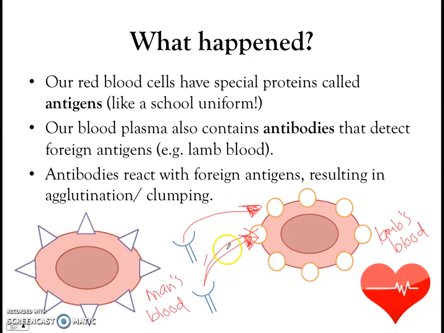Right? So the antibodies will react with the foreign antigens, causing these red blood cells to clump together, which is what resulted in the death of the man. Okay, so that's just what happened. So importantly, you need to know what an antigen is, which is what's found in the red blood cell, and you need to know there are also antibodies which detect foreign antigens.